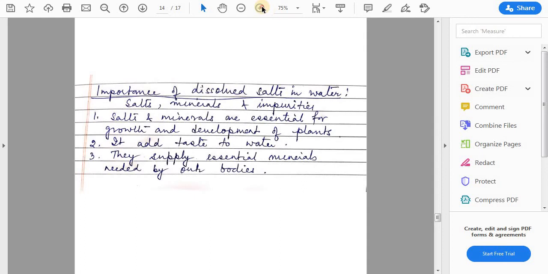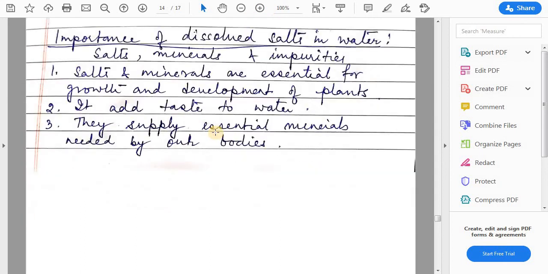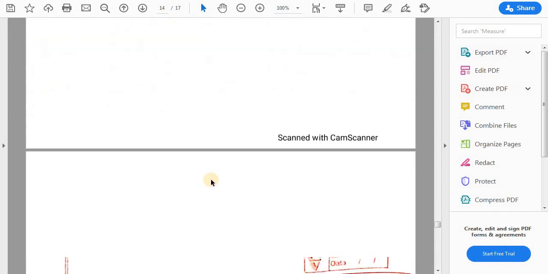Now come to the next point, the importance of dissolved salts in water. The dissolved solids are salts, minerals and impurities. Why are the salts and minerals important? They are good for growth and development of plants. They add taste to water. They supply the essential minerals needed by our bodies.